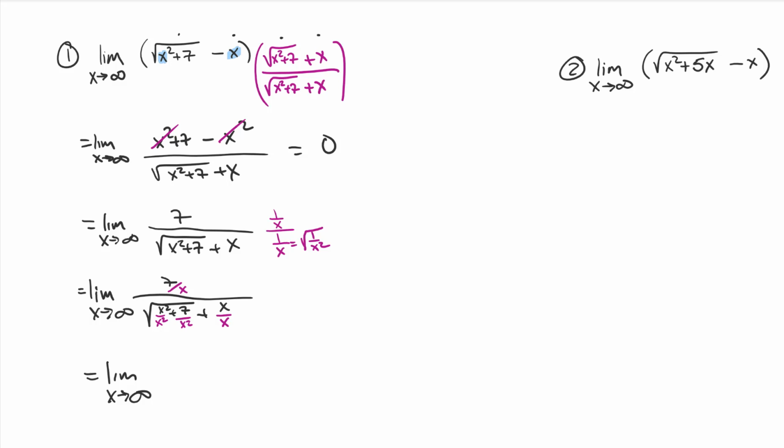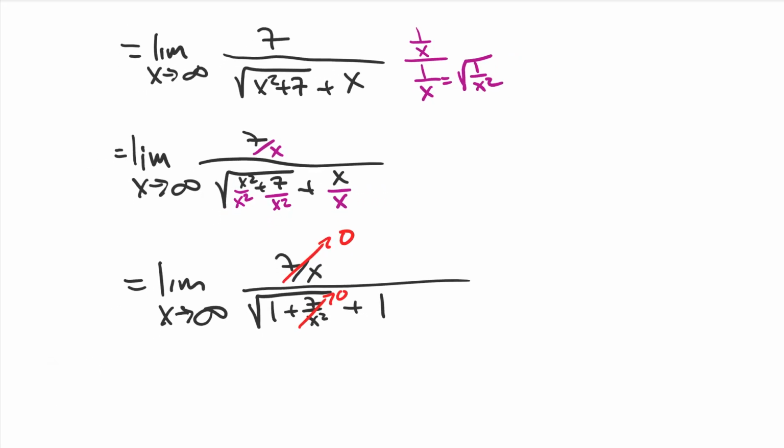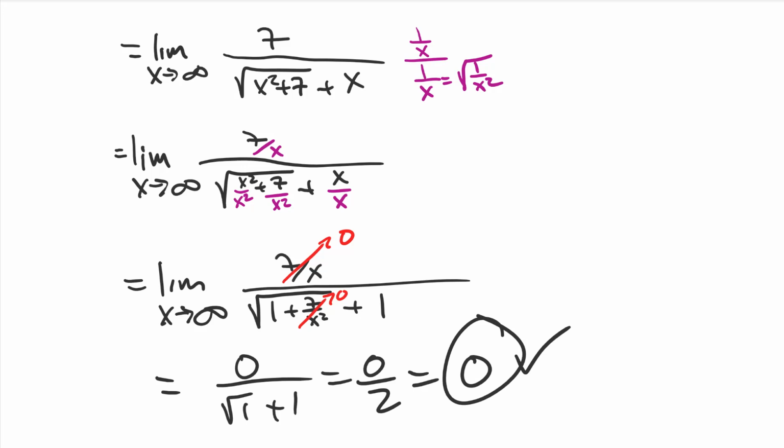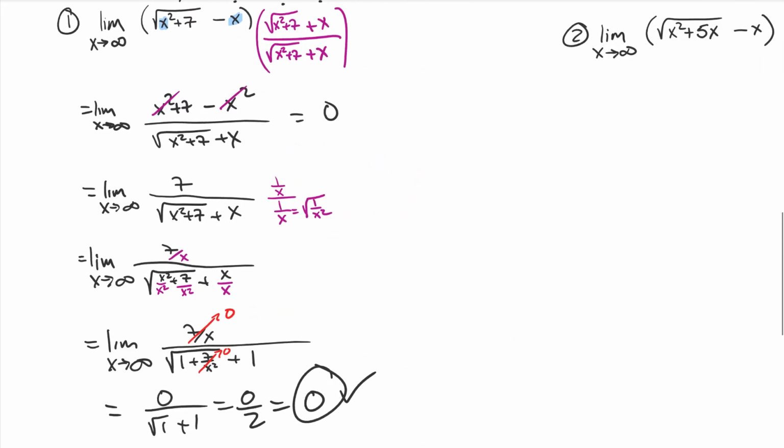Look, there's x's, but I'm going to keep going just because, well, I'm the teacher, I can. And now we have the radical of x squared over x squared, that was 1, plus 7 over x squared plus 1. So that goes to 0. So the top goes to 0 and the denominator doesn't. That means it's 0. Top is 0, and you have the square root of 1 plus 1, so it's 0 over 2. Just confirming the denominator doesn't equal 0. And boom, there's your answer, 0. So in that particular case, infinity minus infinity equals 0.